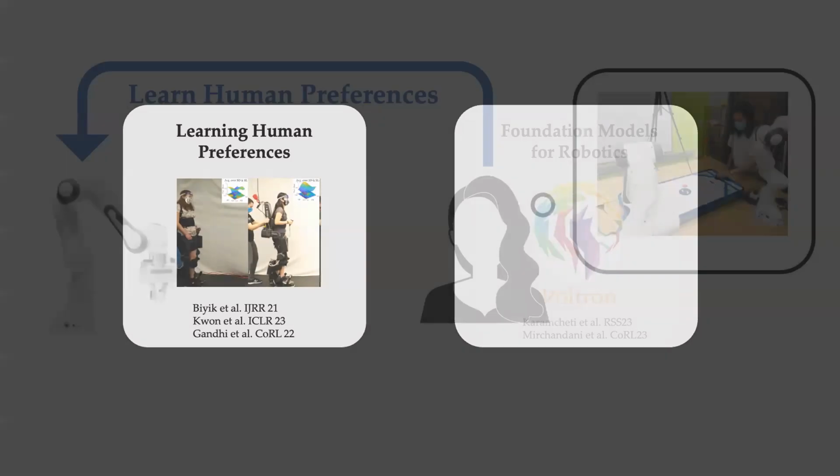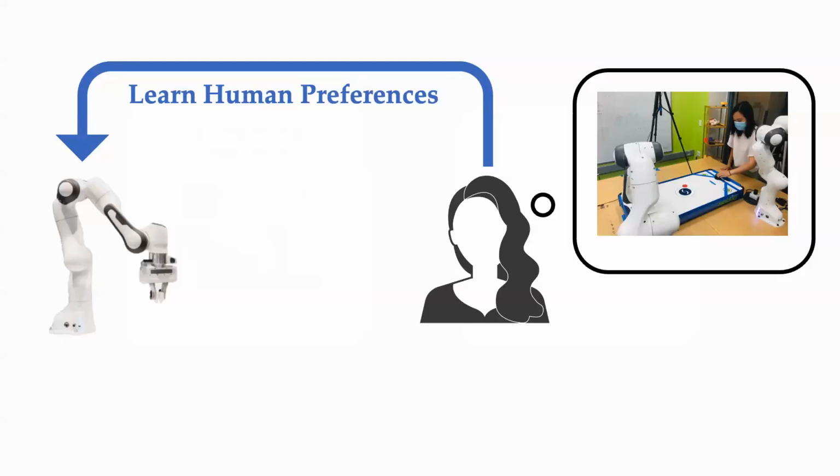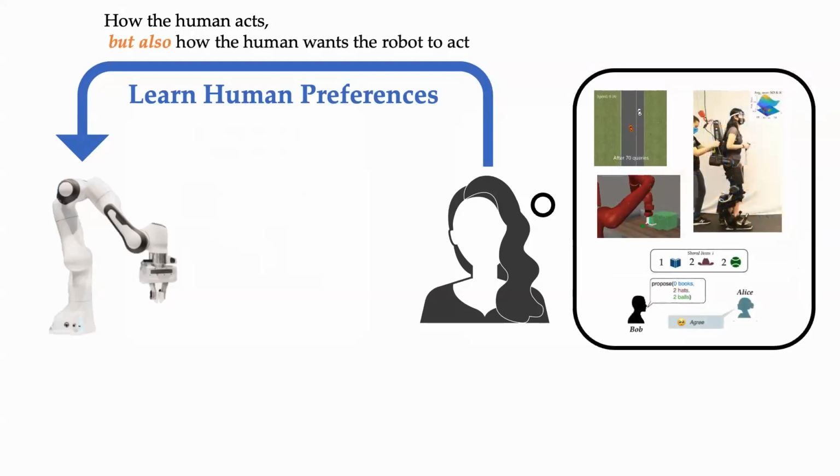All right, so what does it mean when you're trying to learn human preferences from pairwise comparisons? In practice, when you're asking these types of questions from people, we could try to figure out how they act in the world, like build a model of the person. But we could also try to figure out how the person wants the robot to actually act in the environment.